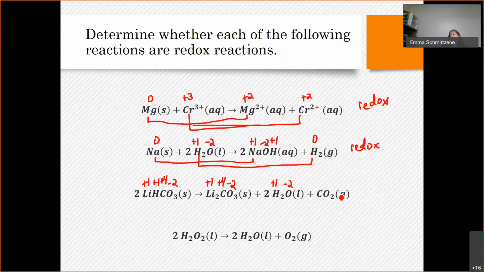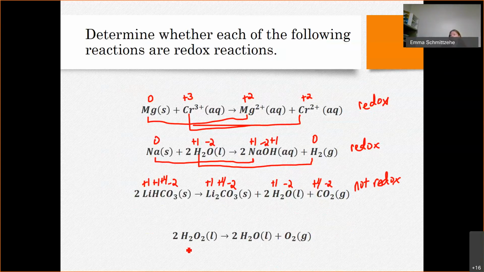Then we have CO2. And so I'd assume -2 for oxygen. That's a total of -4. So my carbon's going to have to be +4. So if you look on the reactant side and the product side, what you should see is lithium's always +1, hydrogen's always +1, carbon's always +4, oxygen's always -2. So this is not a redox reaction, okay? Because you don't have an oxidation and reduction occurring.